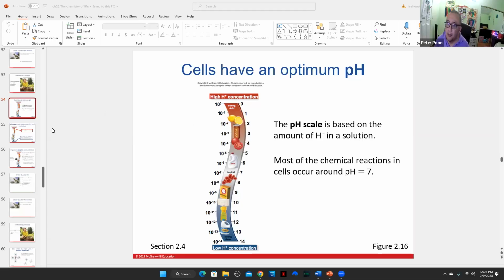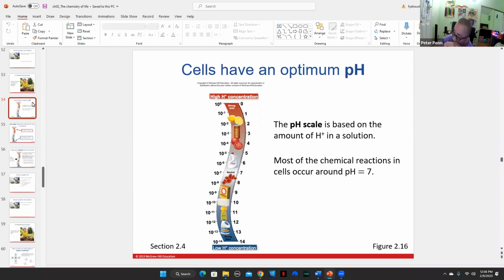Okay. So we ended here last time. So part two: cells have an optimal pH. I'm sure you guys have heard the term pH before, but I'm not sure you understand what it really means. pH is a scale based on the amount of hydrogen ions (acid) in the solution. Chemical reactions in the cells occur around pH 7, more specifically 7.4, and that is a very narrow range.